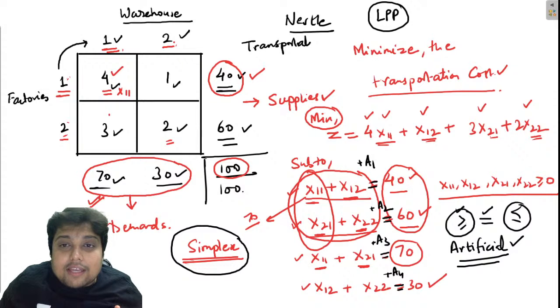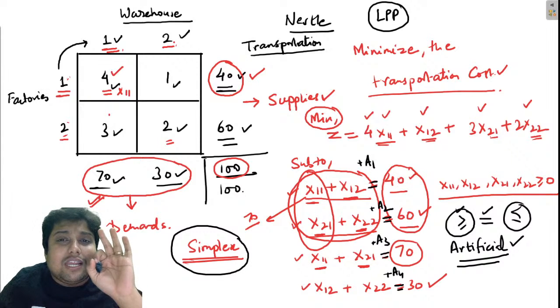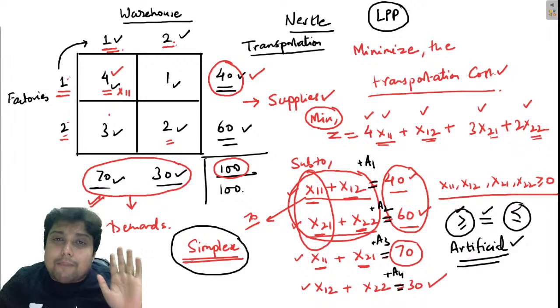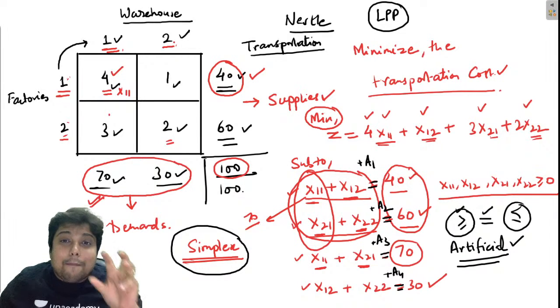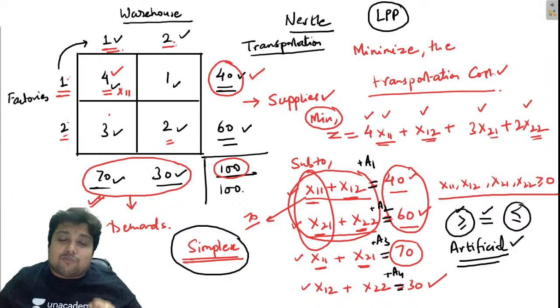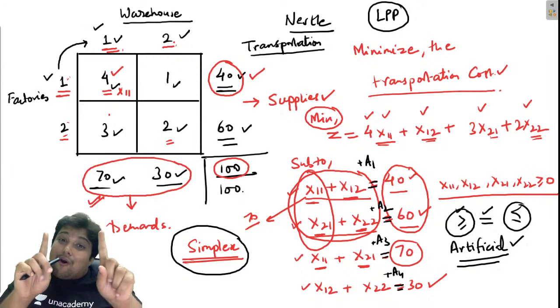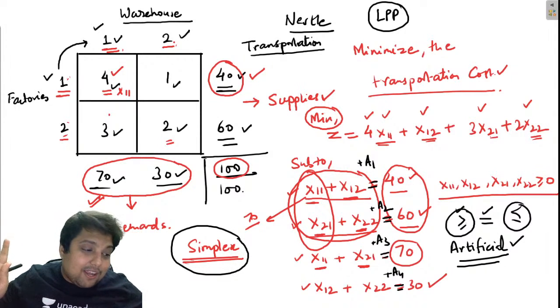It is called the transportation problem. It is a special type of linear programming problem which is represented in the form of a matrix, and the objective here is to minimize the total transportation cost when goods are moved from one position to another. I hope you people are getting my point, right?